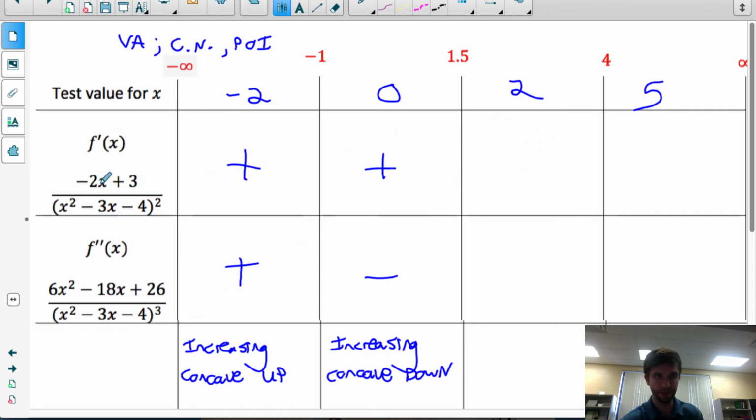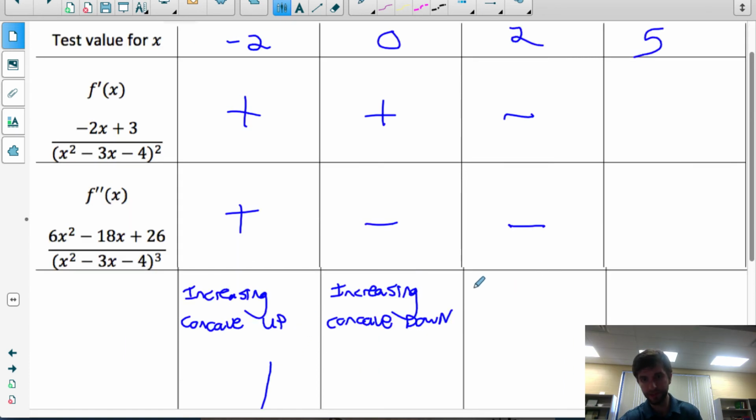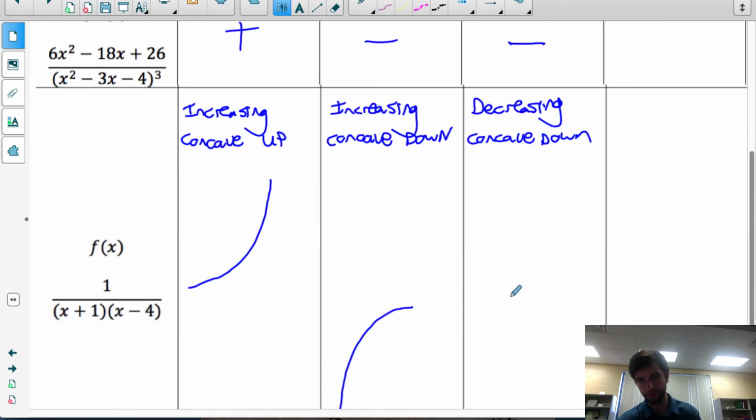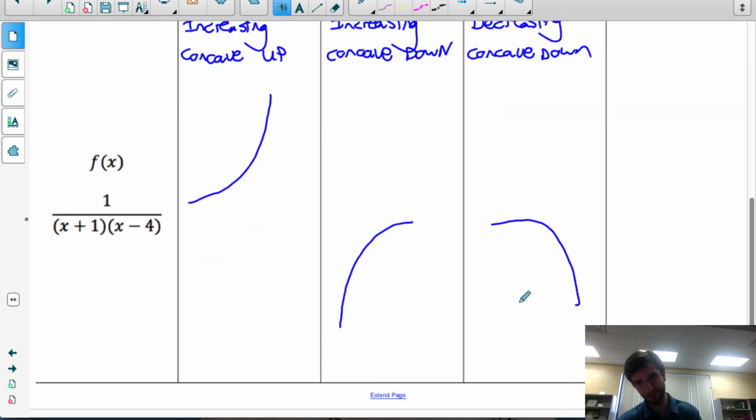The next interval, if I plug 2, I'm going to get a negative over a positive. That's negative. If I plug 2 into the second derivative, I'm also going to get a negative answer. So that tells me that the original function is decreasing. Right? The first derivative is negative, telling me the tangent slopes are all negative. So the function's decreasing, and those negative tangent slopes are decreasing, which means that the function is concave down. So the function is decreasing and concave down. So it's going to look like this.